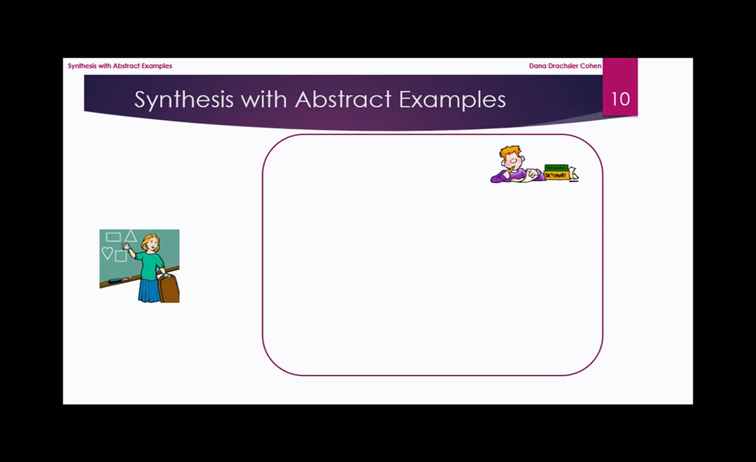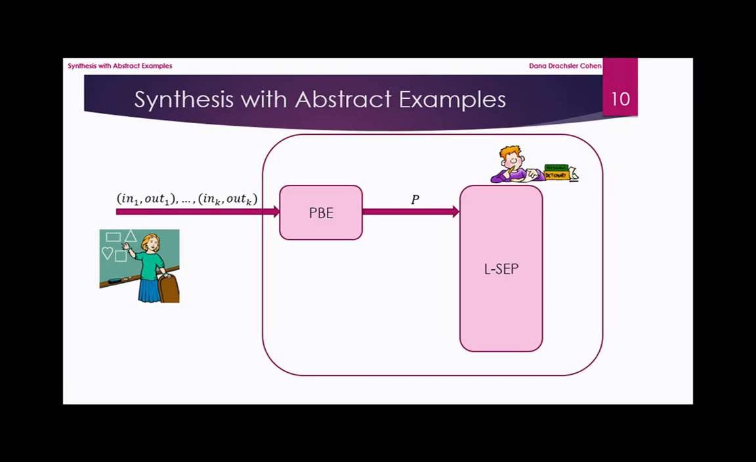Okay, so how can we use these abstract examples with synthesis? As before, we have the teacher and the learner, and the teacher provides an initial set of input-output examples. As before, we give it to some PBE. We are parameterized with this PBE; we don't implement it ourselves. Then the PBE will come up with some program that is consistent with the examples. But at this point, we give it to our algorithm called LSEP, which I'll discuss in a bit. What LSEP does is generate abstract examples that describe this program P. It generates these abstract examples and poses them to the teacher, and then the teacher can say if this is the correct behavior or not.